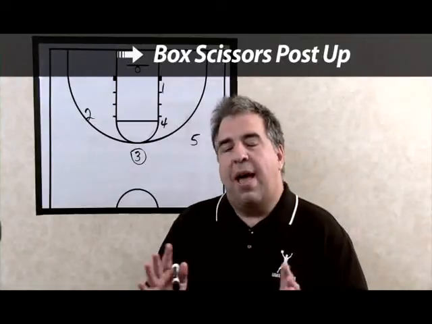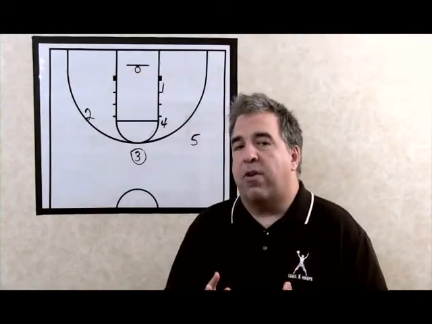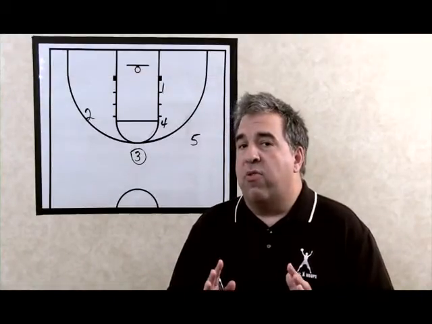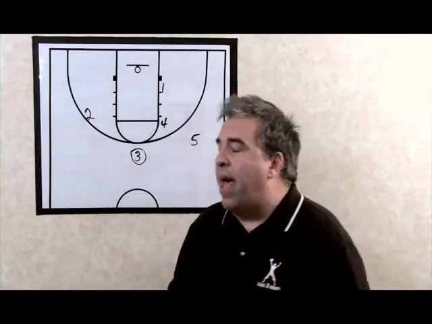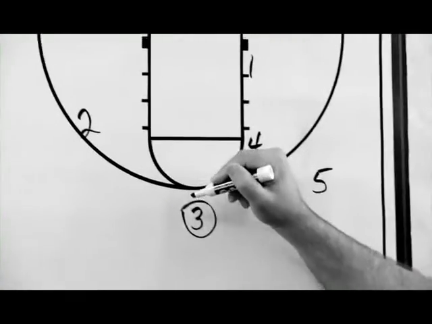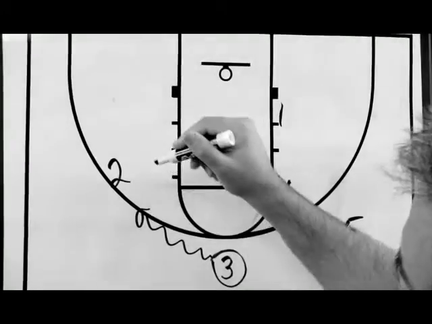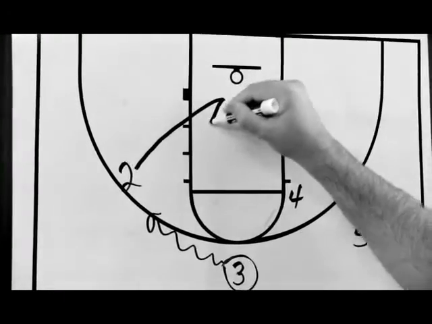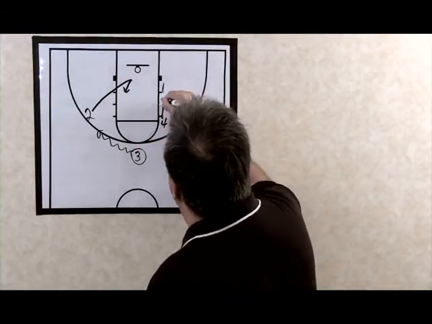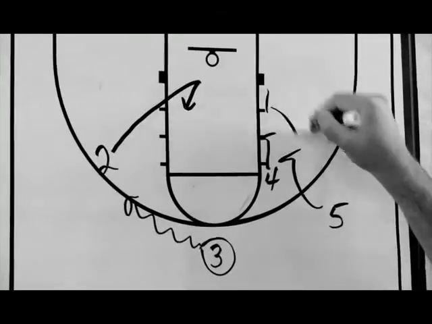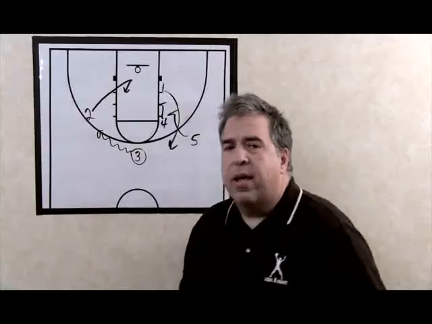Okay, so now what happens if you're not able to make the backdoor pass to 2, or 2 is not really being overplayed? 2's defender is basically staying between 2 and the basket. Well, one option is that as 3 dribbles over towards the wing, 2 can cut here and now basically post up on the lane. Now at the same time, to occupy the defense, you can have 4 and 5 basically setting a stagger screen here for 1.